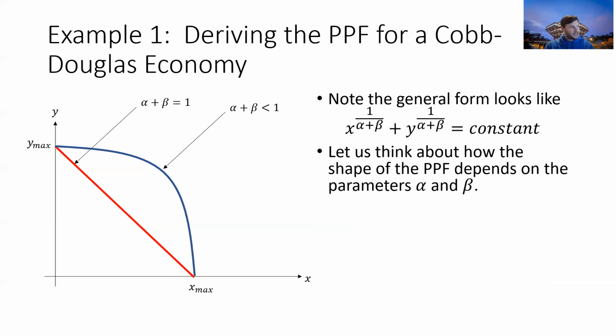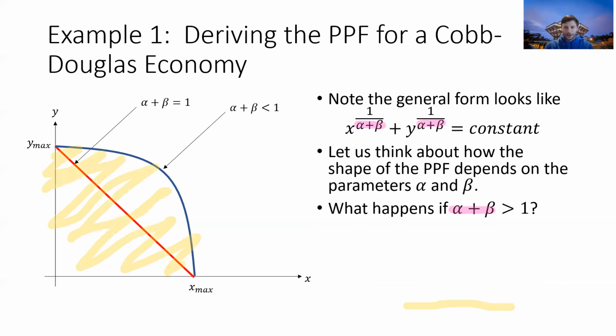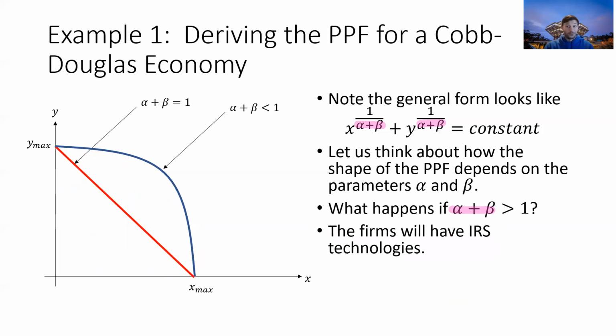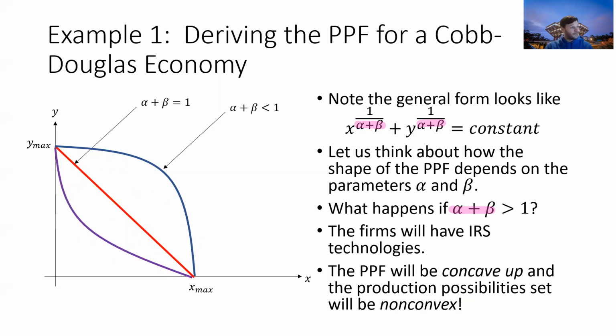All right, now last case, if alpha plus beta is greater than 1, like if they were 2, and you plug in a value of 2 for alpha plus beta. Okay, then you would get like X to the 1/2 plus Y to the 1/2 equals a constant. Anyone want to take a wild guess at what happens to the production possibilities frontier in that case? Yeah, it'll be bowed inwards. That's right. And you'll wind up getting a non-convex production possibility set.